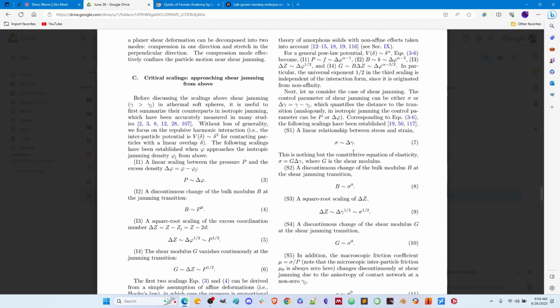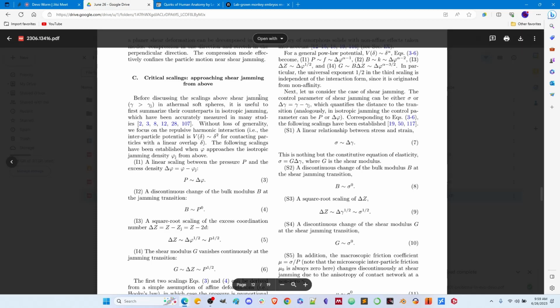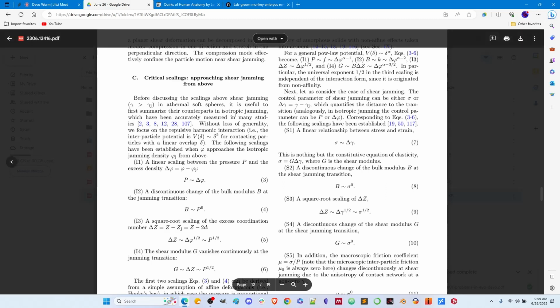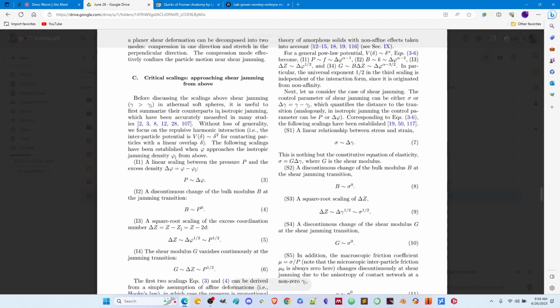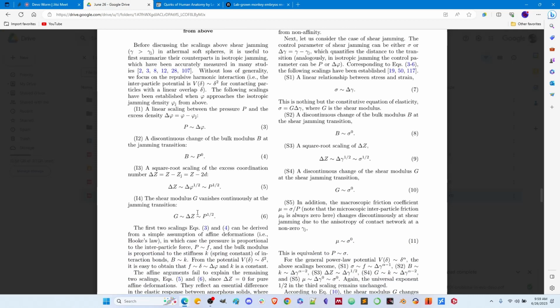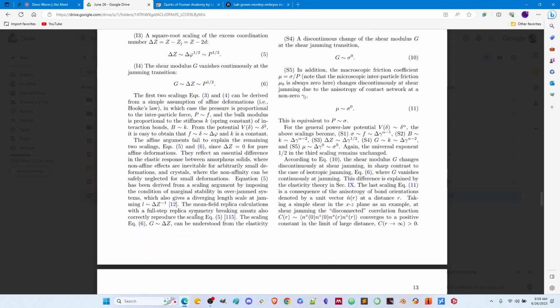And then they talk about approaching shear jamming from above. So they talk about summarizing the counterparts in isotropic jamming, which have been accurately measured in many studies. And they give a lot of math here that basically describes this.